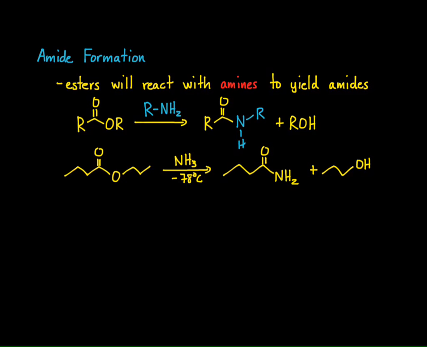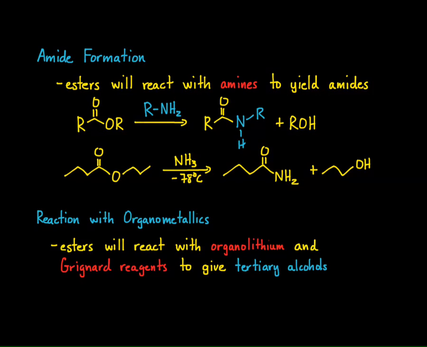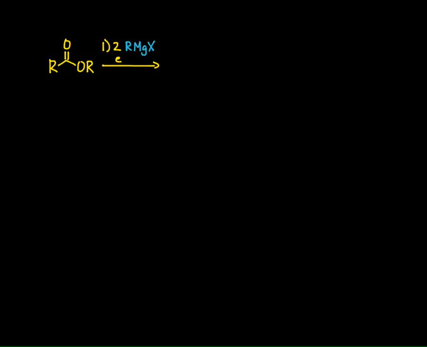And of course, we can also think about them reacting with organometallics, just like we talked about acid chlorides reacting with organometallics. Esters will also react with organometallics. And so we can take a look at those types of reactions. The first one we'll take a look at is esters reacting with organolithium and Grignard reagents. And just like with acid chlorides, they give tertiary alcohols. The mechanism is identical to that of the reaction of acid chlorides.